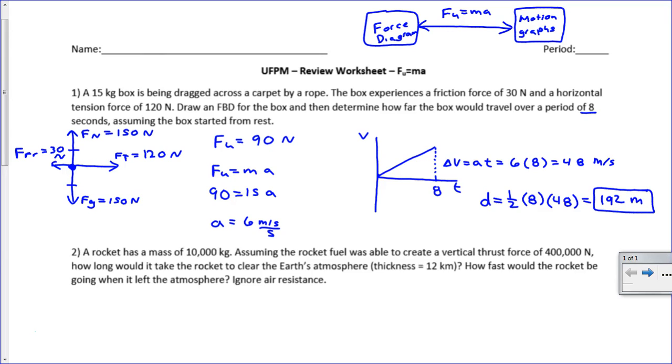Okay, so just to reiterate this process, it gave us a bunch of information about the forces. We used that to find the unbalanced force. That's always the goal of looking at the force diagram. We find the unbalanced force, then we plug that into the Fu equals ma equation. That gives us acceleration. With the acceleration, we're able to build the motion graph, which is the velocity versus time graph almost always, and find how far it has traveled.